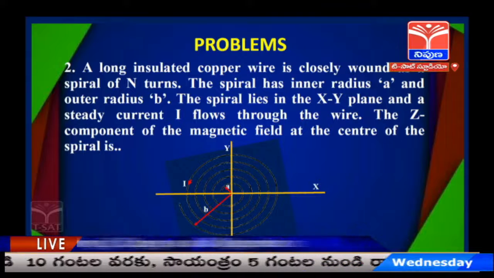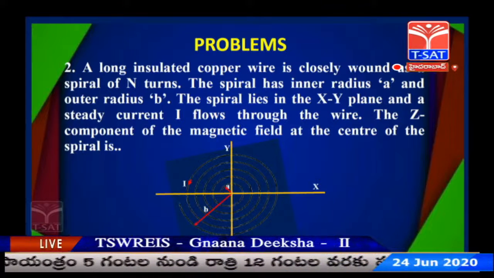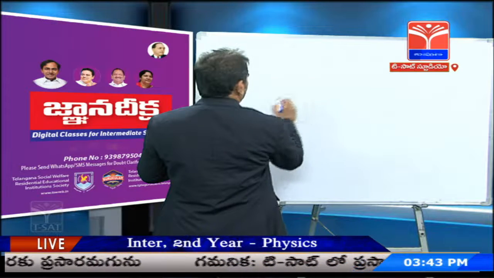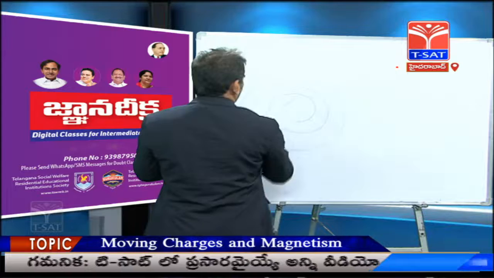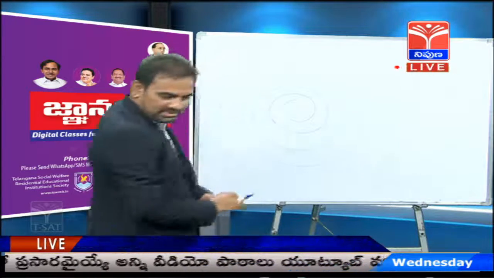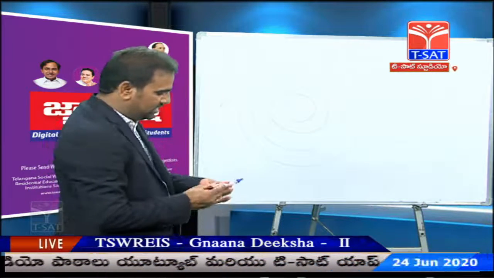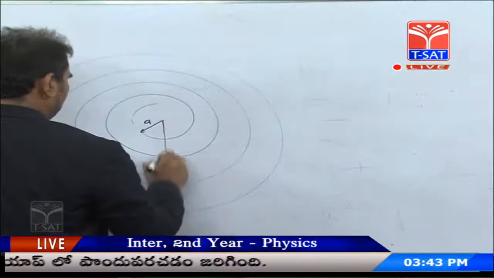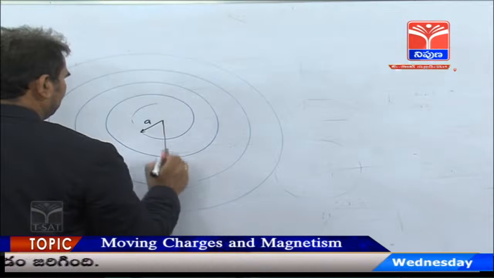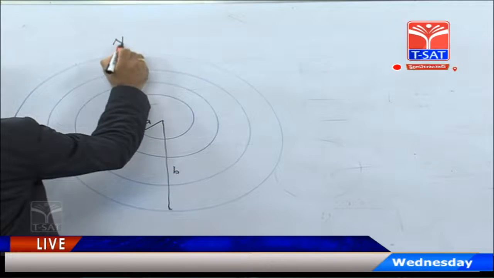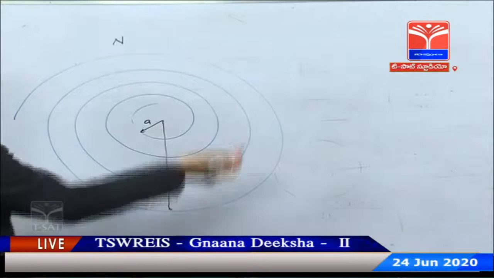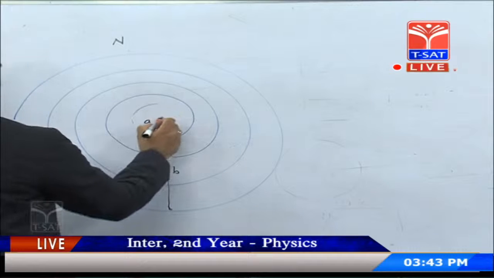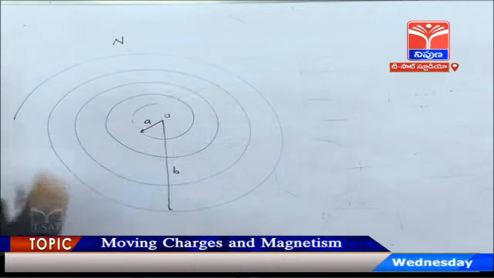So, what was given here? One spiral was given like this. This spiral has inner radius small a and outer radius small b. The number of turns contained in this spiral is n. The current is flowing as I showed in the figure like this. We have to calculate the magnetic field induction at center O due to this spiral.